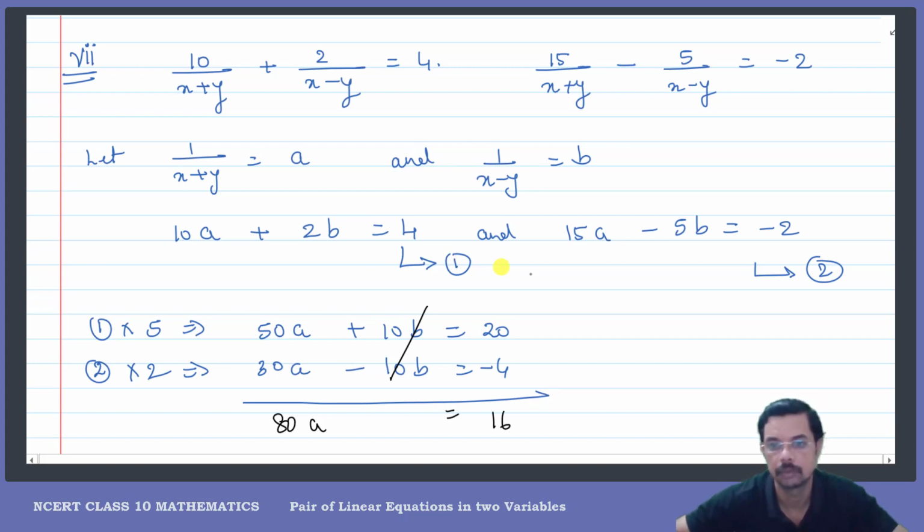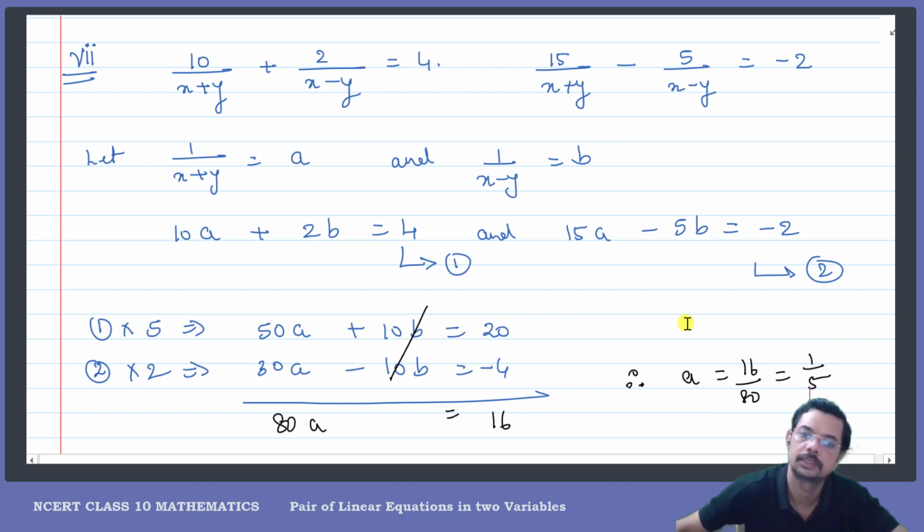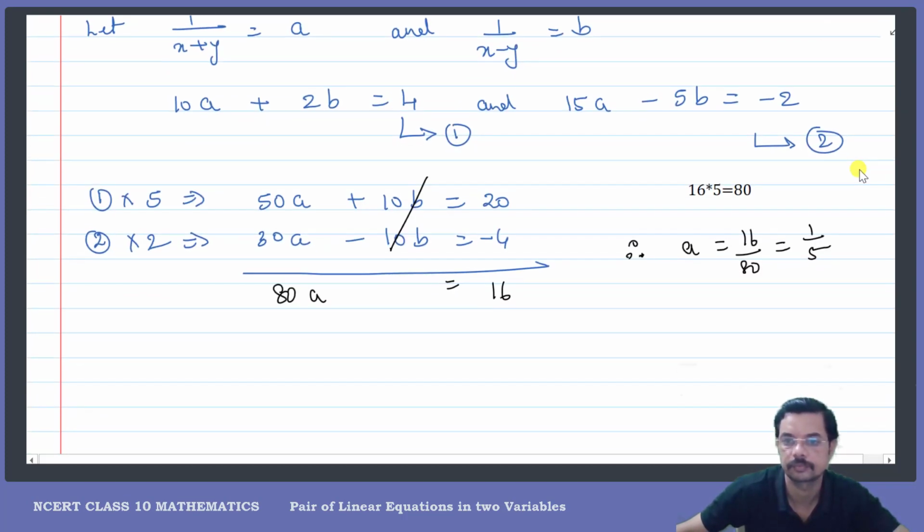16. So a is equal to, therefore, a equal to 16 by 80, and that is equal to 16 5s are 80. What is 16 into 5? 80. Okay, so a is equal to 1 by 5.